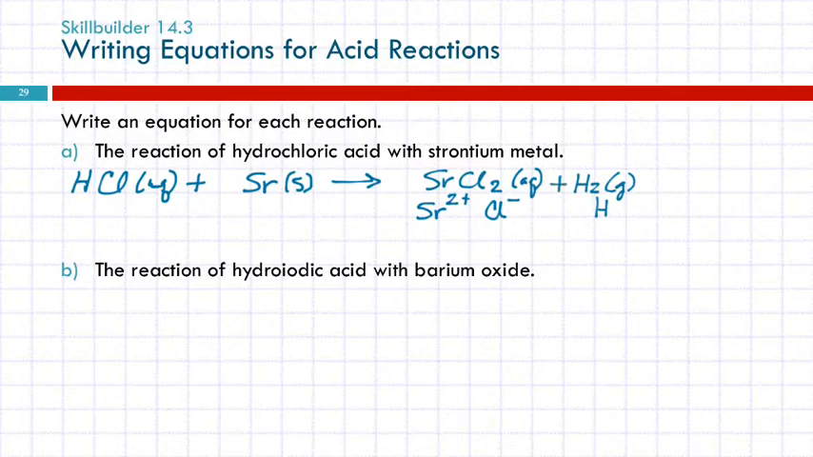So I'm going to erase my scribblings. What else do we need to do this equation? Balance it. So what do I need to add in here to balance it? A 2 in front of the HCl. That gives me the 2 hydrogens and 2 chlorides. For over here, 2 hydrogens, 2 chlorides, the strontium's fine.